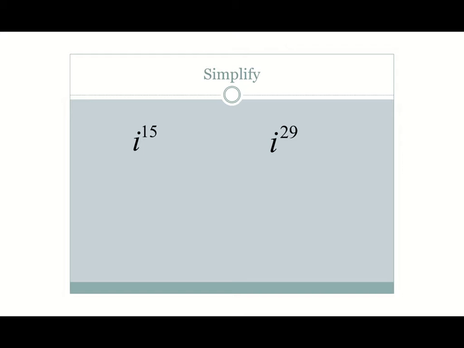So if we want to simplify something like i to the 15th or i to the 29th, we have 4 options. Our largest option is i to the 4th, and i to the 4th simplifies down to 1. So we always want to take out as many i to the 4ths as possible in order to simplify this.